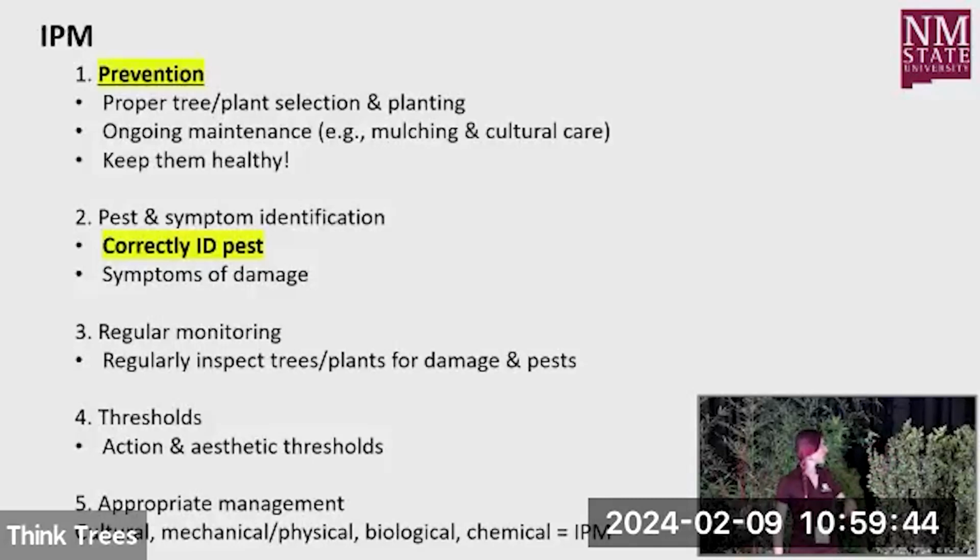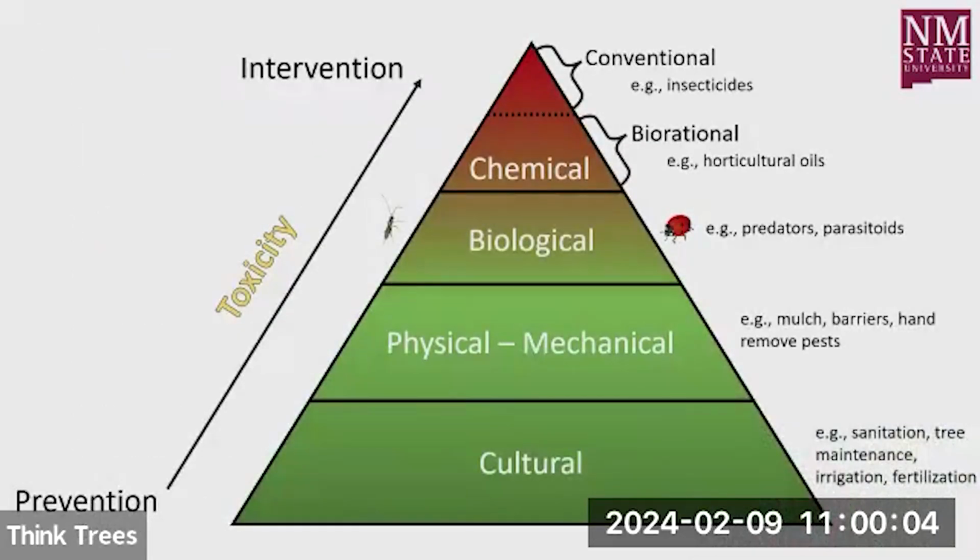And then finally, we get into this appropriate management. So that's your cultural, mechanical, chemicals, so on and so forth. And this varies for each system, for each pest. So, in a way, like I like to say to people, you get to be an ecologist yourself, because there's a lot of elements that go into this pest management. So the way that I like to look at IPM is this good old IPM pyramid. It helps me visualize it.